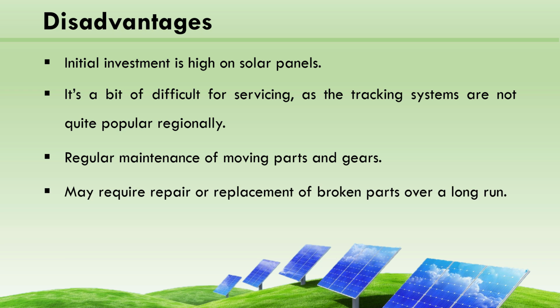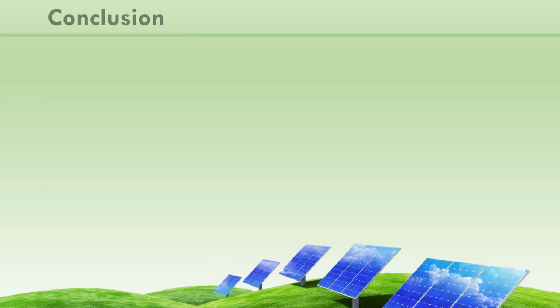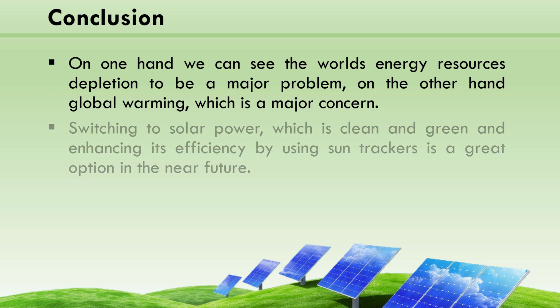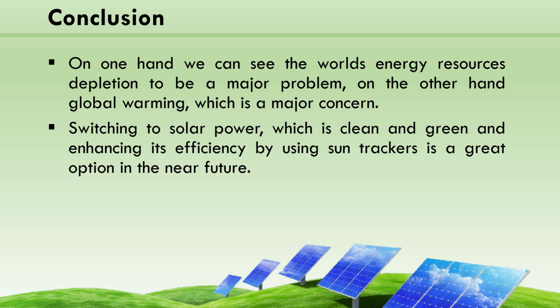With all the details, I would like to conclude. On one hand, we can see the world's energy resources depletion to be a major problem, on the other hand global warming, which is a major concern. So, switching to solar power, which is clean and green, and enhancing its efficiency by using sun trackers, is a great option in the near future.